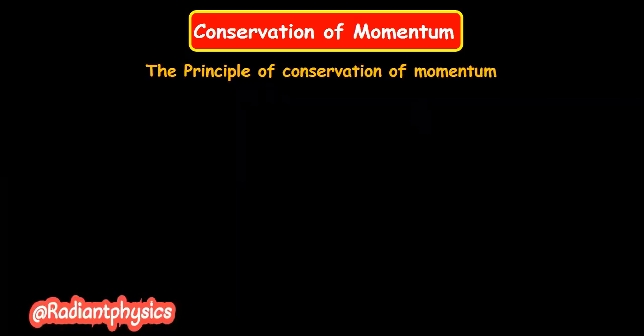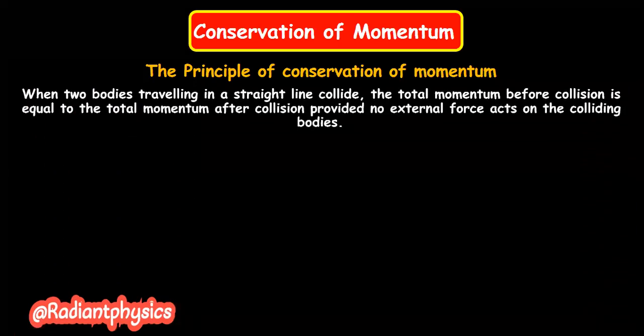To start with, we are going to look at the principle of conservation of momentum. This principle states that when two bodies traveling in a straight line collide, the total momentum before collision is equal to the total momentum after collision, provided no external force acts on the colliding bodies. This principle is given according to Newton's third law of motion, which states that to every action, there's always an equal and opposite reaction.